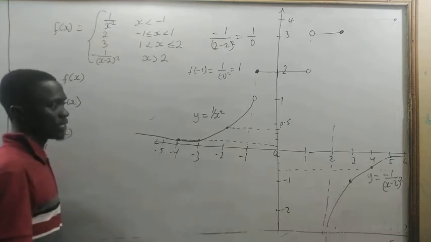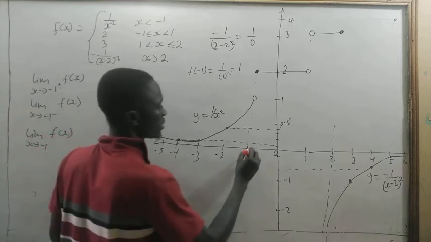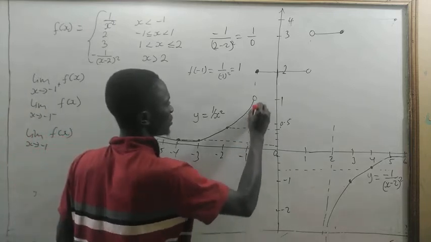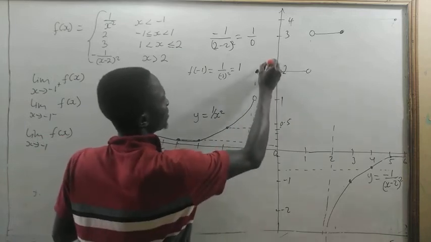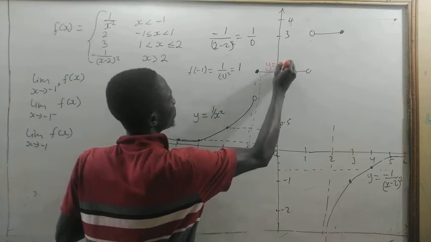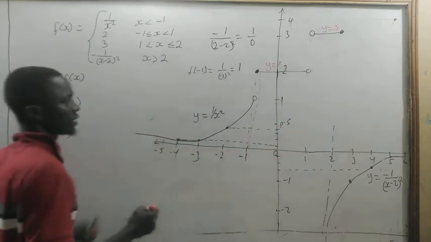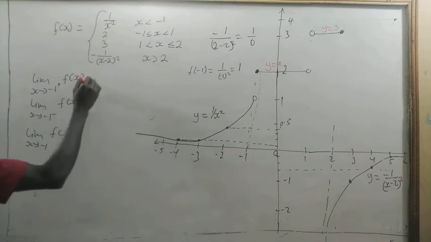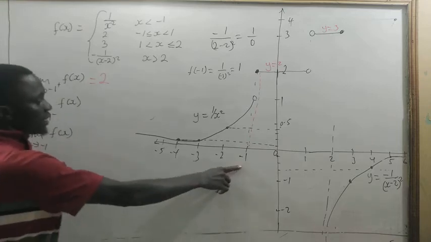So as x approaches right of -1, let's trace it and see. It will get to 2. And this is line y equal to 2. And this one is line y equal to 3, as we have indicated. So here, this one will be 2. And as x approaches -1, that is f of x.